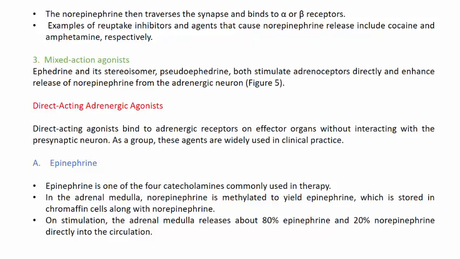Okay, so for the direct acting adrenergic agonists احنا تكلمنا عنها وقلنا انه هي bind to adrenergic receptors on effector organs without interacting with the presynaptic neurons. الإكزامبل عليها first اللي راح نتكلم عليه اللي هو الإبنفرين. والإبنفرين is one of the 4 catecholamines اللي قبل شوية ذكرناهم، اللي هي الإبنفرين، نور إبنفرين، الدوبامين and الدوبيوتامين. وعند stimulation the adrenal medulla releases about 80% epinephrine and 20% norepinephrine directly into the circulation.